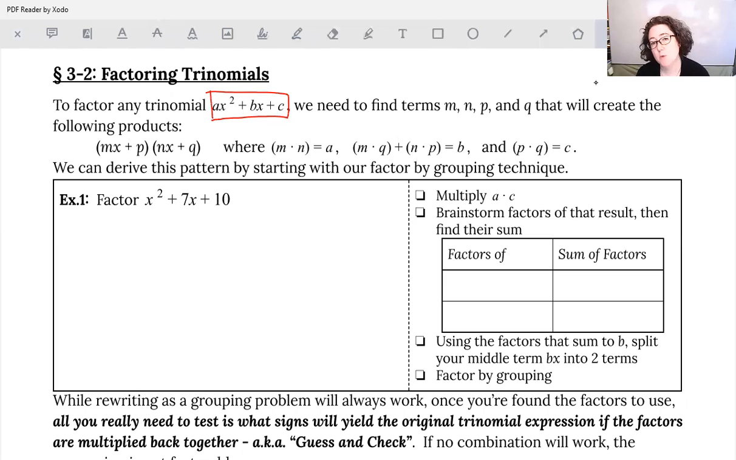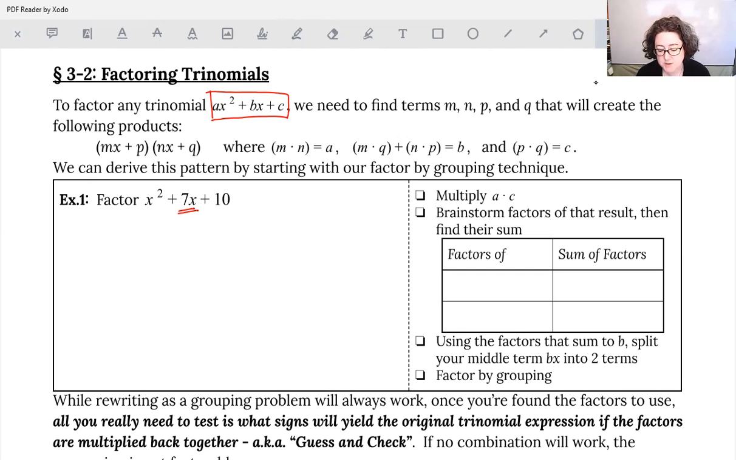So let's look at example 1. We're going to factor x squared plus 7x plus 10. The first thing we do to turn this into a factor by grouping problem is figure out how we're going to separate out that middle term so that we can factor it by grouping like we did last time.